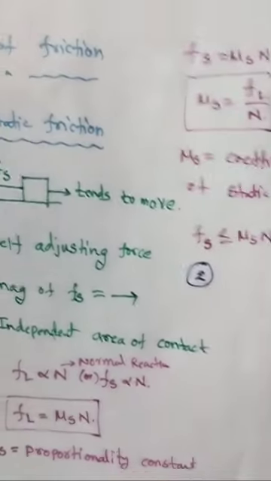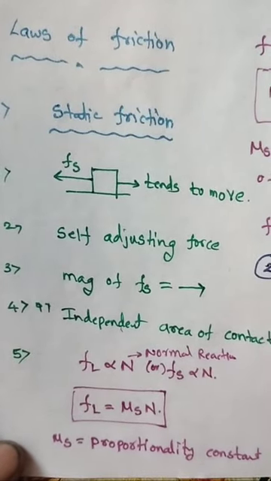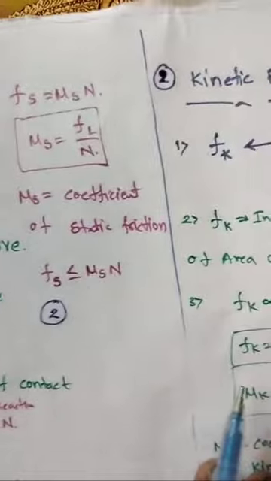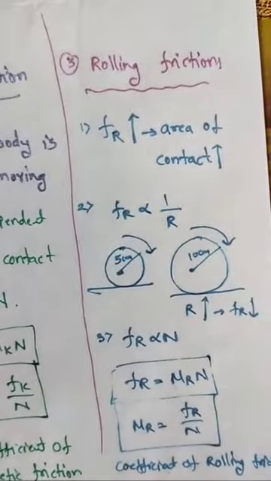Okay, all of you understanding? How many laws? Three laws of friction. The first is static friction, the second one is kinetic friction, and the third one is rolling friction.